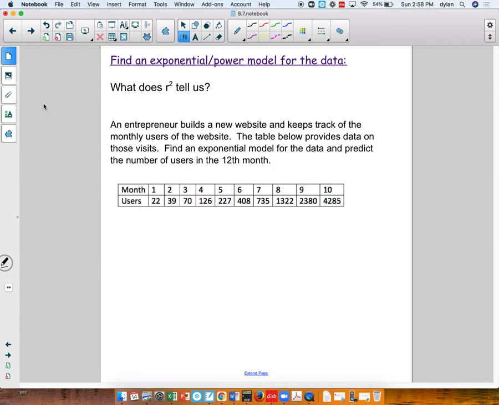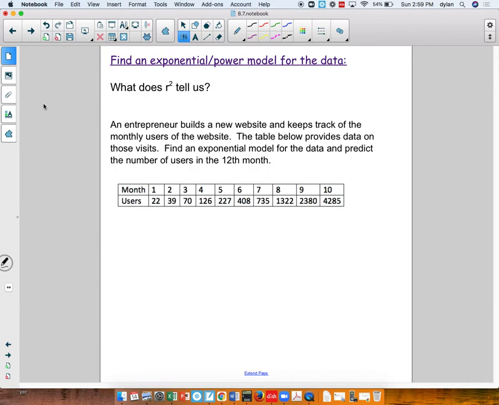So I want you to imagine, as an example, an entrepreneur builds a new website and keeps track of his monthly users each month. And the table below is the result of that. So our goal is to find an exponential model for this data using exponential regression. And then we want to use that model to predict the number of users in the 12th month.